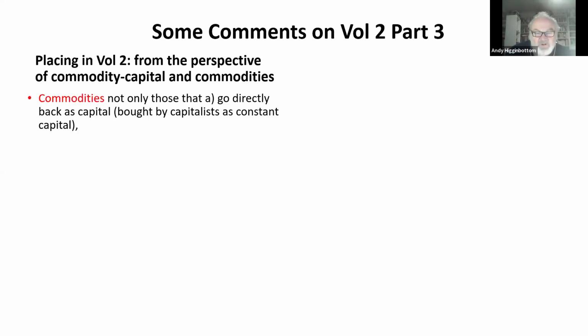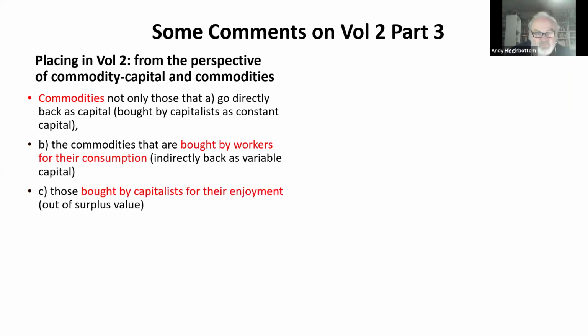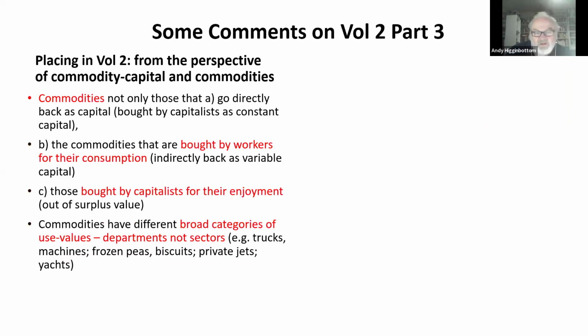I do want to make a couple of comments on Volume 2, Part 3. This is really just a prompt as a reminder. So Marx looks at the totality of the capitalist mode of production from the perspective of the movement of commodity capital and commodities. And in very broad terms, the commodities are either those that are consumed in the capitalist production itself, or they're consumed by the workers. They have to buy them and they use them to live, basically, or they're consumed by the capitalists.